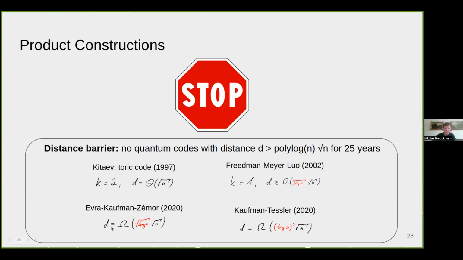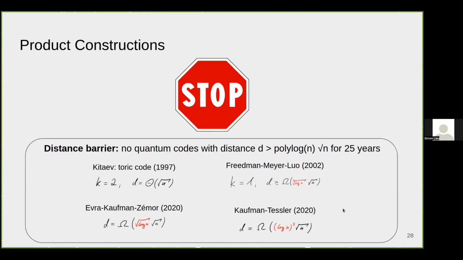Then for a long time, there wasn't anything happening in terms of distances in quantum codes until Evra, Kaufman, and Zémor used so-called Ramanujan complexes to improve this by a square root of a log. And then Kaufman and Tessler showed, essentially by taking iterated products of these Ramanujan complexes, that you can get arbitrary polylog scaling.